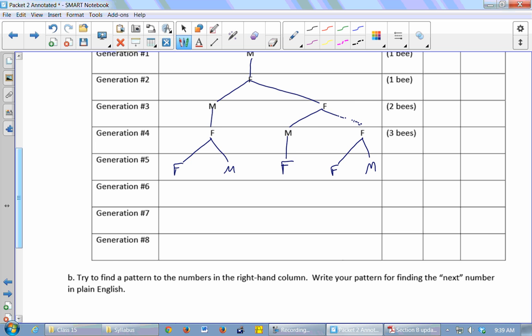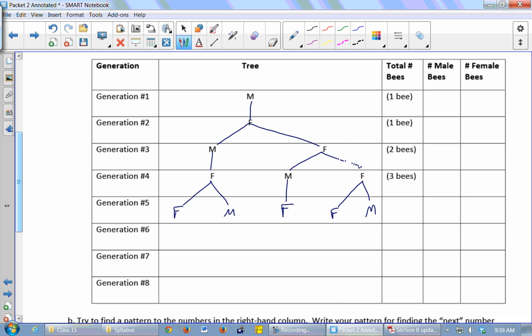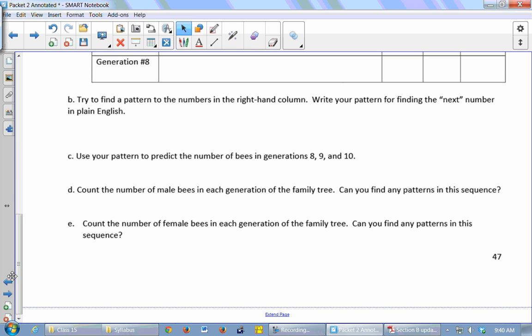If you count the number of bees in each generation, in this initial generation, we had just a single male, one bee. Go back a generation and look at its parents. It just had the one parent, so there's one bee in that generation. Go back one more generation and you have 1, 2 bees. One more generation, you have 1, 2, 3 bees. Go back one more generation and you've got 1, 2, 3, 4, 5 bees. So go back 3 more generations down to generation 8, counting the number of bees. And then look through the questions for C, D, and E and try to answer them.